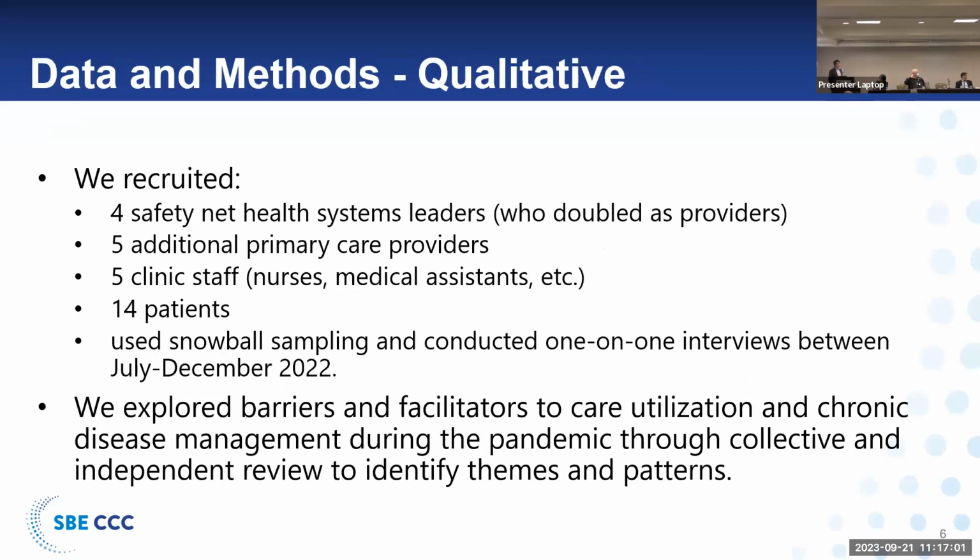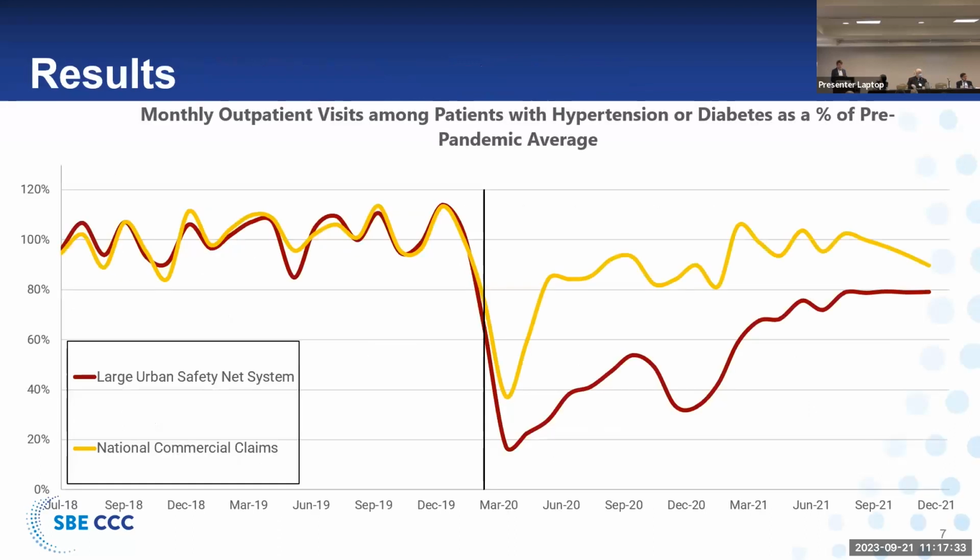For the qualitative interviews, we recruited people from the safety net system, from the LA County system. We talked to 4 health system leaders who are also providers. We recruited an additional 5 primary care providers, 5 clinic staff, including nurses, MAs, et cetera, and we talked to 14 patients. And so within those qualitative interviews, we explored barriers and facilitators to care, chronic disease management, and then we looked for themes and patterns.